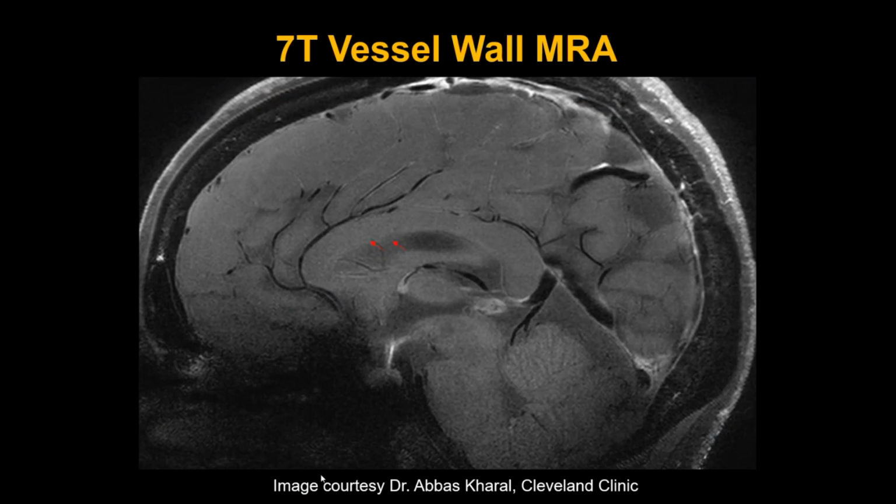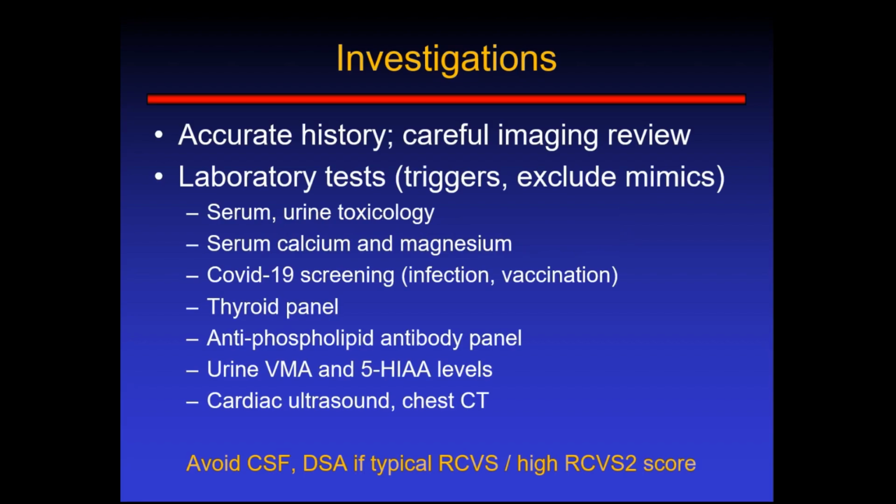Other studies, this is courtesy Cleveland Clinic, Dr. Abbas. They also have capabilities of 7 Tesla vessel wall MRI. We don't have that at Mass General. Maybe we do, but we don't use it. Again, you don't need these fancy tests. Once you diagnose the patient, rest easy.